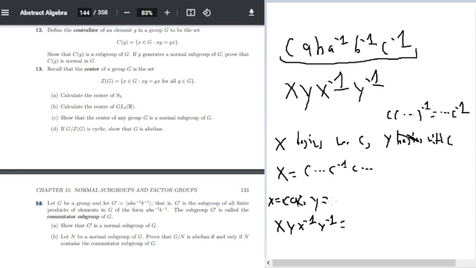y equals CAC, x equals CAC, and y equals C to the negative 1, A C to the negative 1, or CAC. Let's see if that works. So we get C to the negative 1. This should be a B. B, C, and then we're going to begin the next one with C to the negative 1. C to the negative 1. A to negative 1. C to negative 1. And then we have C, A, B, A, negative 1.